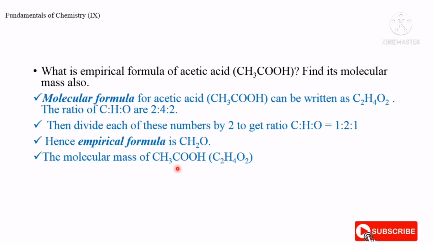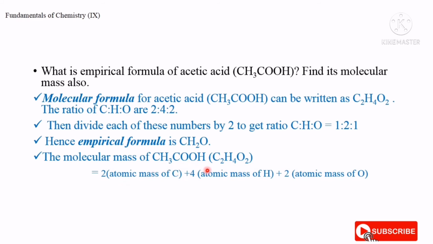And as we know, the molecular formula of CH3COOH is C2H4O2, and we know that there are 2 atoms of carbon, 4 atoms of hydrogen, and 2 atoms of oxygen. So we can calculate the molecular mass of acetic acid by multiplying each atomic mass by its number of atoms, and then summing all of the atoms present in the acetic acid.